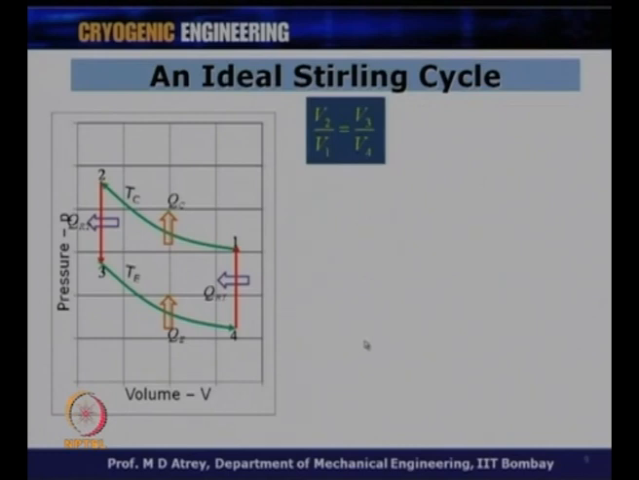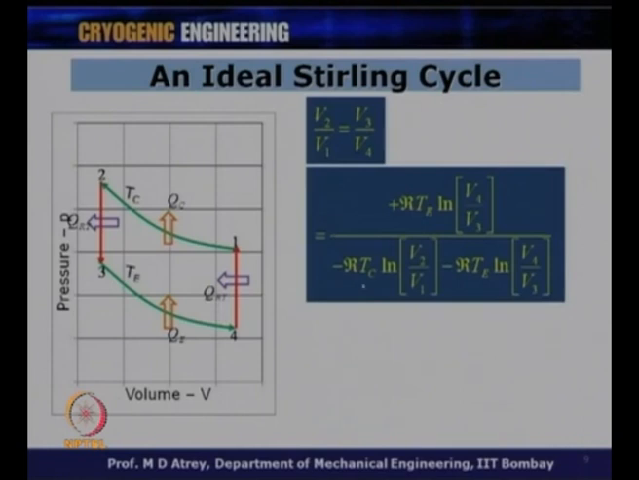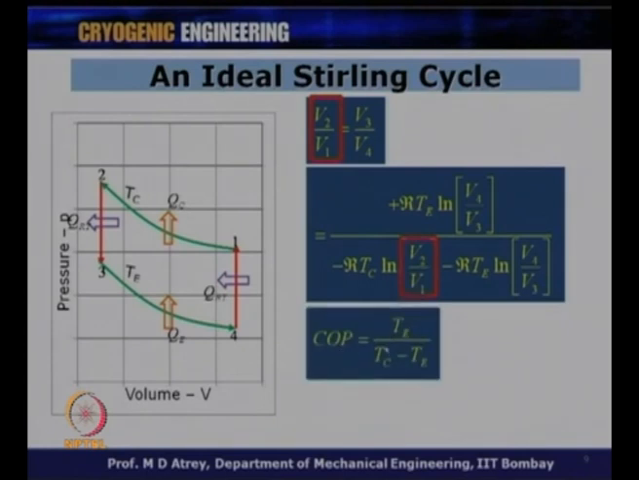If I were to manipulate these values, we know V2 upon V1 is equal to V3 upon V4. All right, V2 upon V1 is equal to V3 upon V4 for an isothermal process. Putting up those values, I will replace this V2 upon V1 by V3 upon V4, and take this minus sign also into consideration. This will become V4 upon V3, and therefore, log of V4 upon V3 gets cancelled overall, R gets cancelled overall, and what you ultimately get is COP is equal to Te upon Tc minus Te. That means expansion space temperature Te, at which cooling effect is obtained, divided by compression space temperature Tc minus Te.